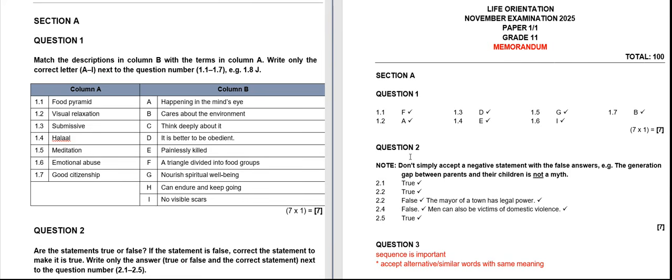So with that, we move on to our second part of the question. Of course, you have to go through questions 1.1 to 1.7 according to the matches that we have on that part.